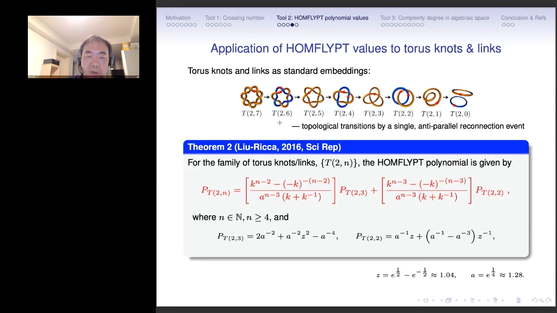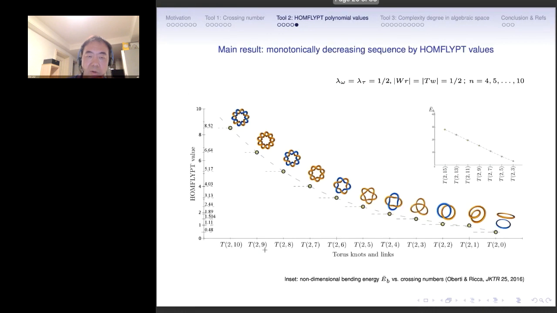We computed the HOMFLYPT values for those and find a recursive relationship for the torus links and knots, right? Then we obtain such a monotonically decreasing sequence for T2N knots and links. That is a monotonically decreasing thing. So that is the result.